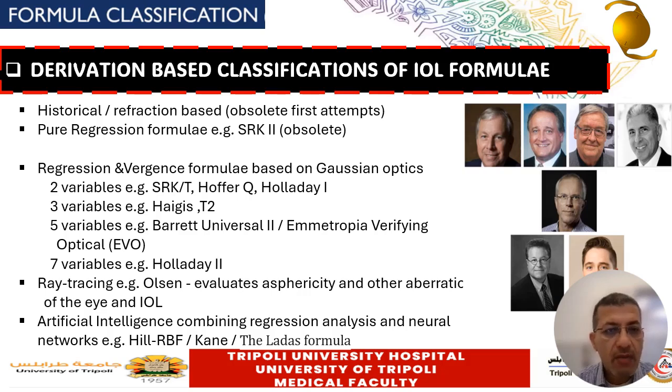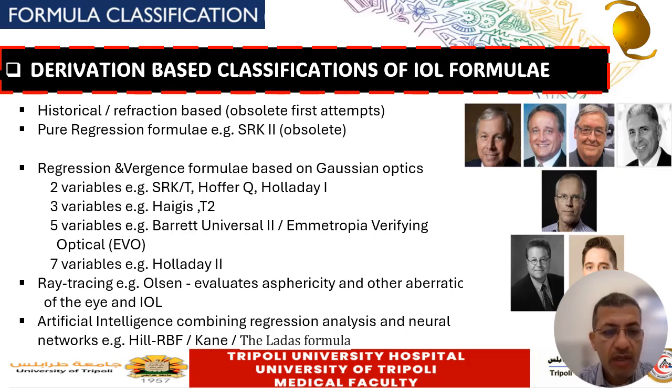Another type of formula is the pure regression formulae, which is based on the retrospective analysis of the postoperative results and modifies the formula based on those results. These two types of formula are also obsolete now with the emergence of the third and fourth generation formulae, which are based on Vergence formula. That is the theoretical formula.